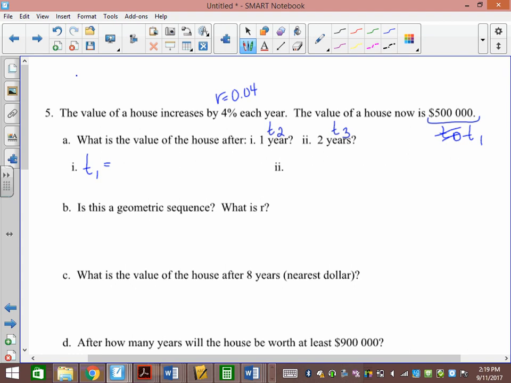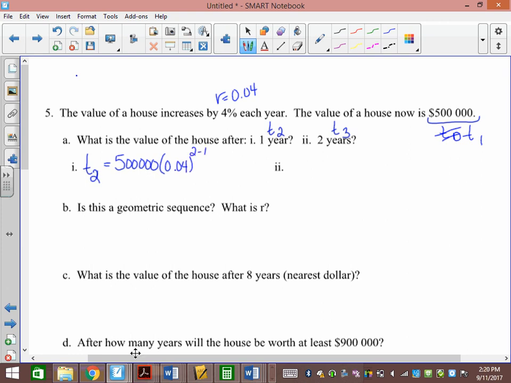So don't treat this as n equals 1, which is what most people try and do. It's not n equals 1. This is when n equals 1. So this would actually be term 2. Does that make sense? So we're going to find term 2 for part 1. So it's going to be term 1, which is 500,000. R was 0.04, and then we're going to do 2 minus 1.